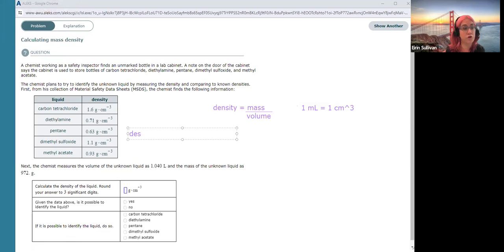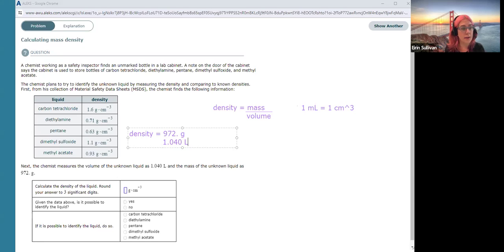Because I am trying to identify the liquid, and the densities for the liquids that I'm given, the standards, are given in grams per centimeters cubed. So I am going to have to convert grams per liter into grams per centimeters cubed. Okay, 972 grams divided by the volume, which is 1.040 liters.